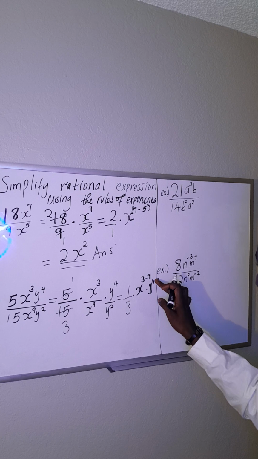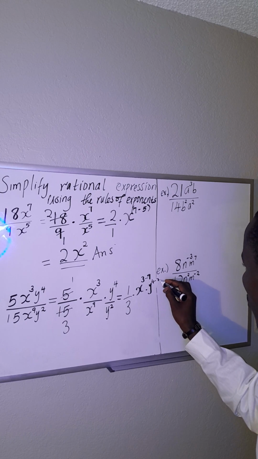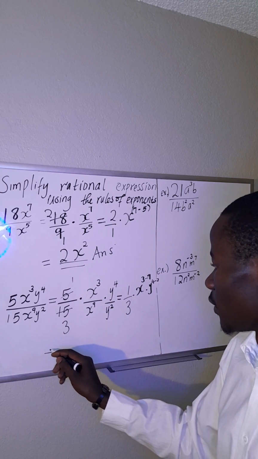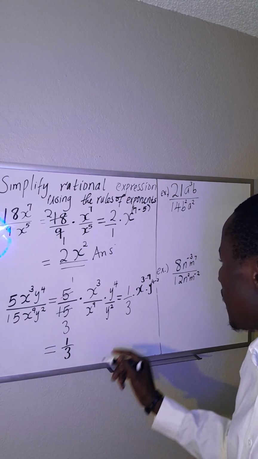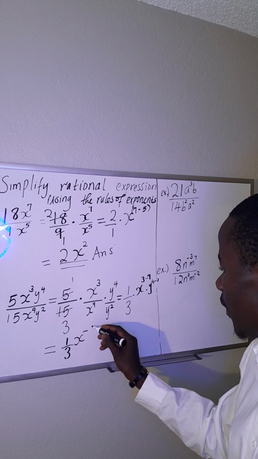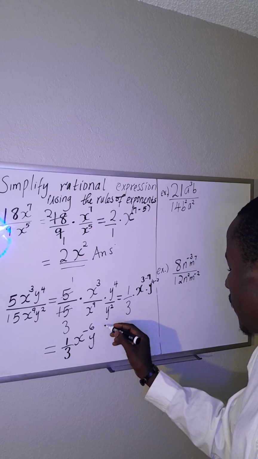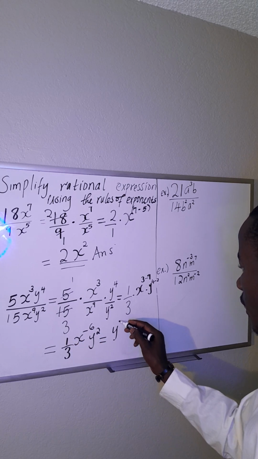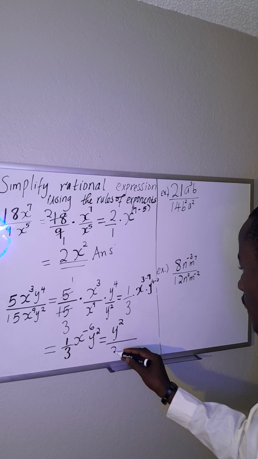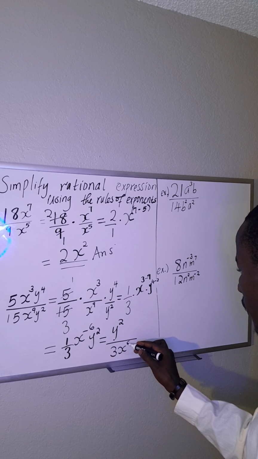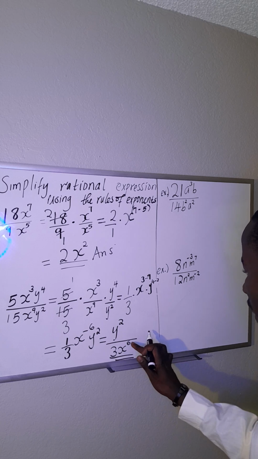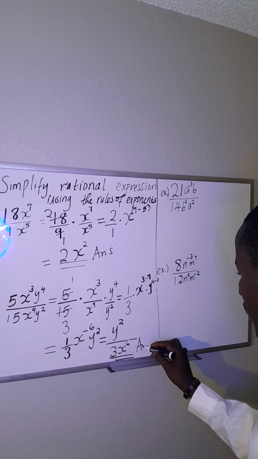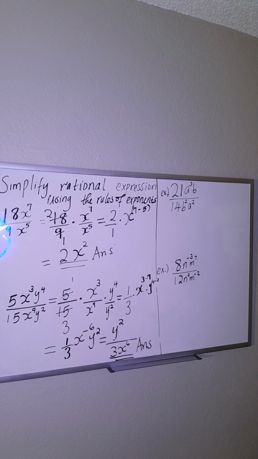Now what will be our solution? 1 out of 3, x raised to the power of negative 6, y raised to the power of 2. All this can be written as y squared, everything out of 3, x raised to the power of positive 6. I get the reciprocal of x raised to the power of negative 6. It is now written like this, and that becomes the answer. So that is our solution.